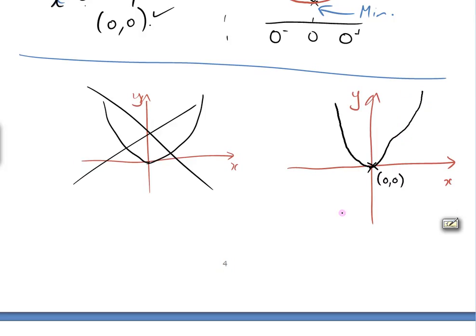So this is roughly what your curve should look like, and of course you will have labelled it y equals x to the power of 4 minus 4x cubed plus 5x squared. And now we are done for question 4.